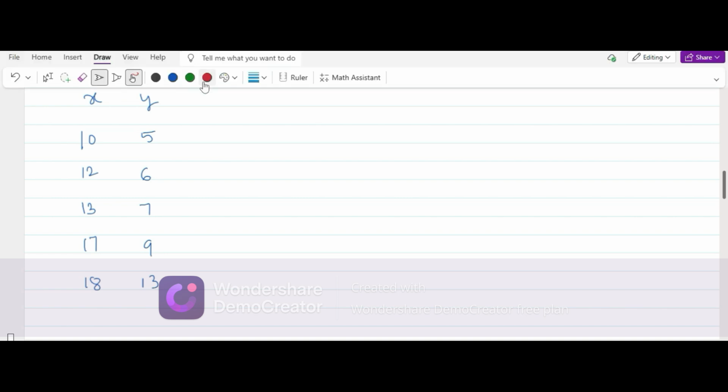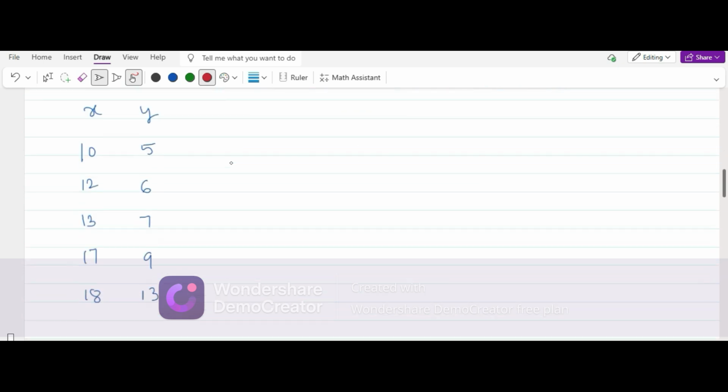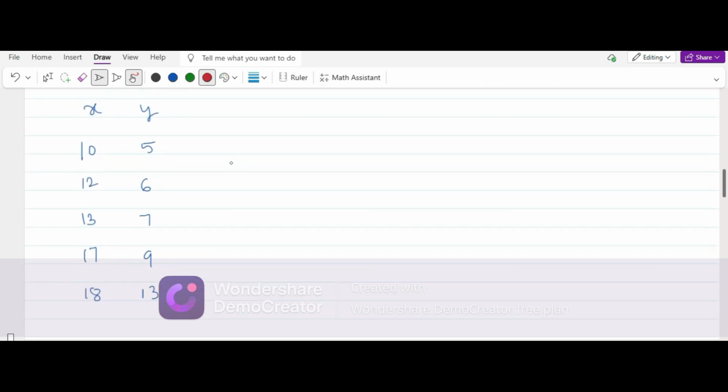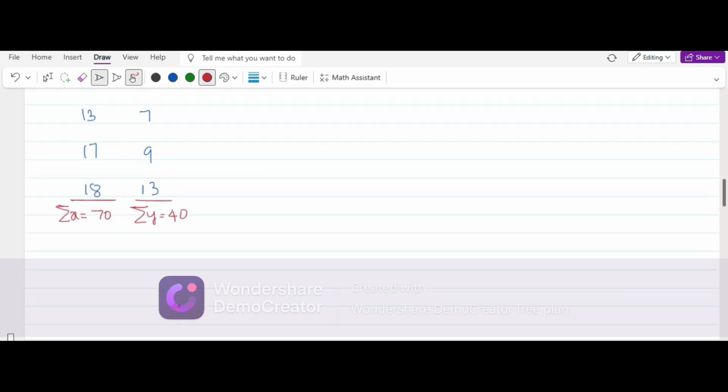We need this x bar. How can I calculate this x bar? To calculate x bar and y bar, we need to calculate the sum of these values. What is the sum of values of x? 70. Okay, fine. What is the sum of values of y? 47. Now we can calculate x bar and y bar.